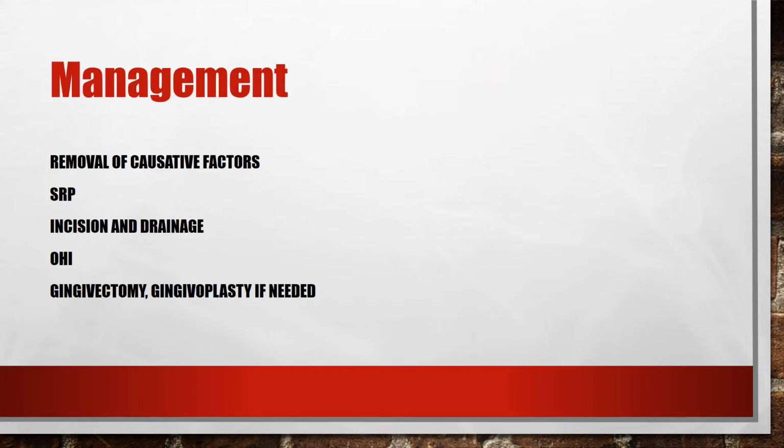Coming to the management of inflammatory gingival enlargement. The main causative factors are to be removed. The local factors are the main causative factor for inflammatory gingival enlargement. So removal of causative factors, that is scaling and root planing. If there is an abscess, it can be treated by incision and drainage. Oral hygiene instructions should be given. Under surgical procedure, if the causative factors are removed and there is persistent gingival enlargement, it can go for gingivectomy and gingivoplasty procedures if needed.